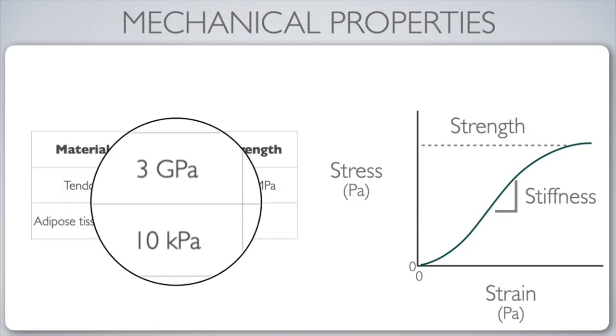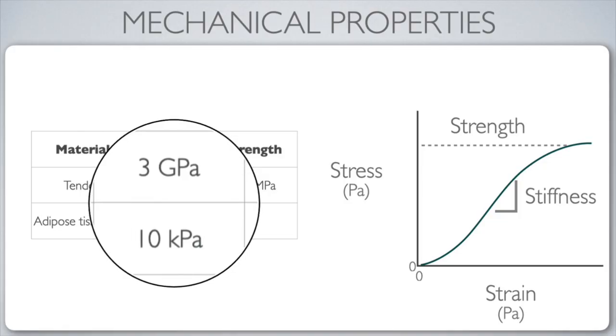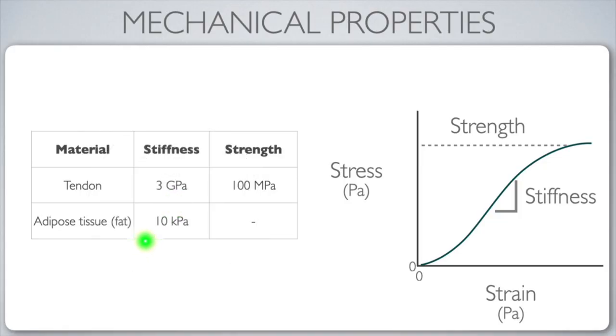Perhaps not surprisingly, because you think of fat, those of us who eat animals are familiar with fat tissue. It might have some structural integrity to it, but it's a whole lot easier to bite through if you're eating than is tendon. And in fact, this is a 300,000 times difference in magnitude. So quite often, meaningful stiffness differences vary by orders of magnitude.